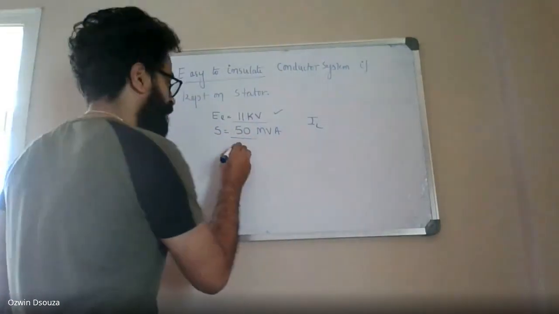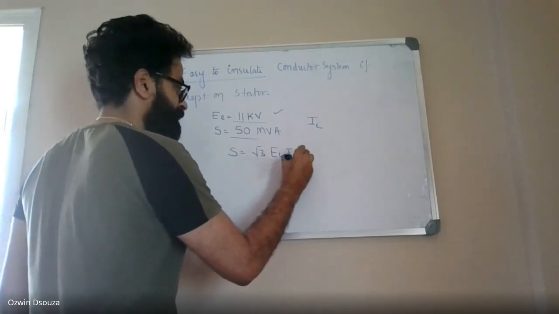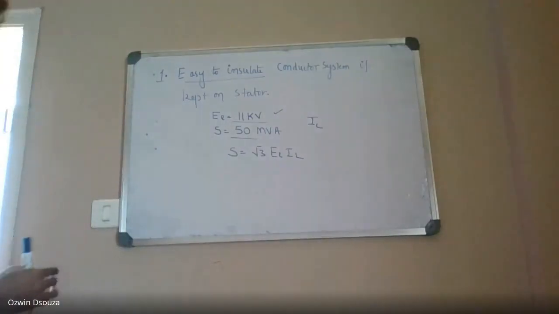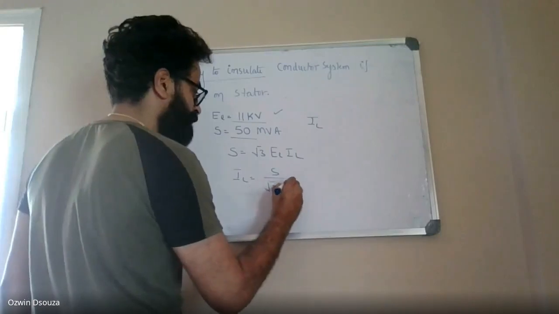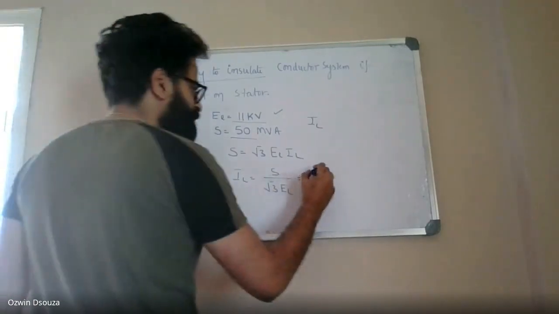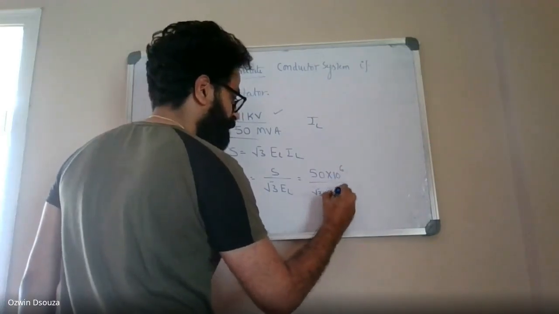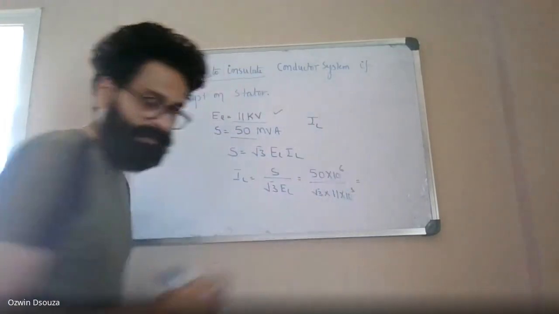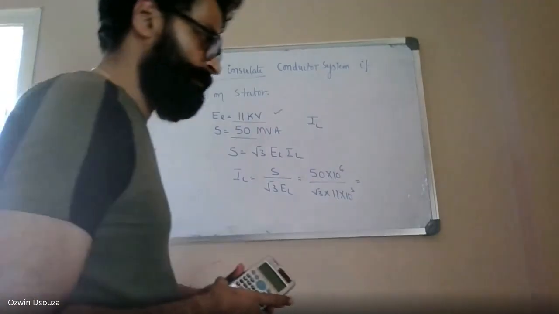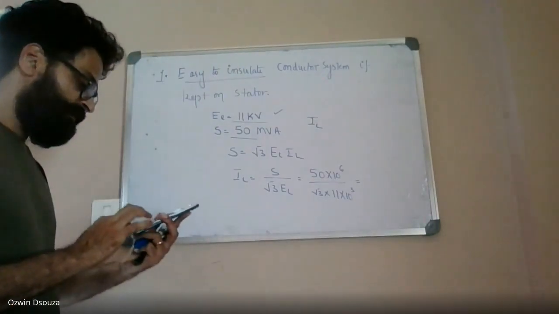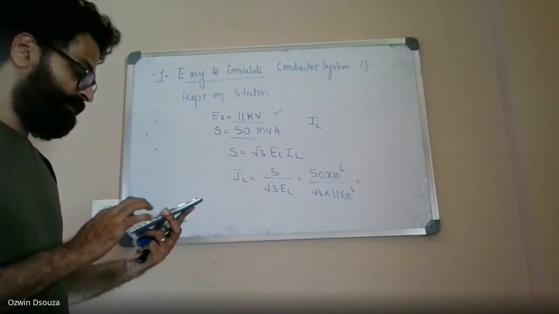Apparent power is equal to root 3 EL into IL, right? That's your apparent power for a three-phase machine. So IL is equal to S divided by root 3 into EL. Let us quickly substitute: 50 MVA, 50 into 10 to the power 6, divided by root 3 into 11 into 10 to the power 3. This is a very typical case that I have considered of a typical power plant. So it is 50 mega divided by root 3 into 11 kilo.